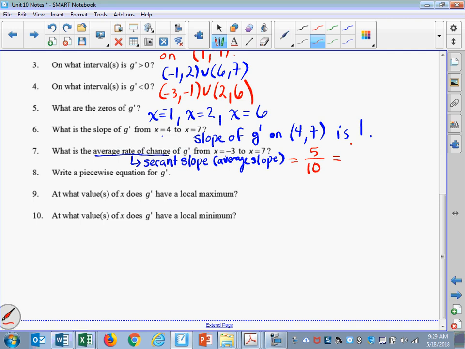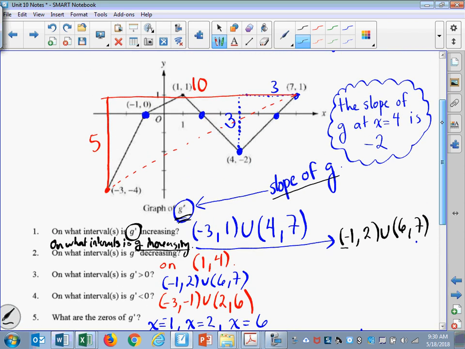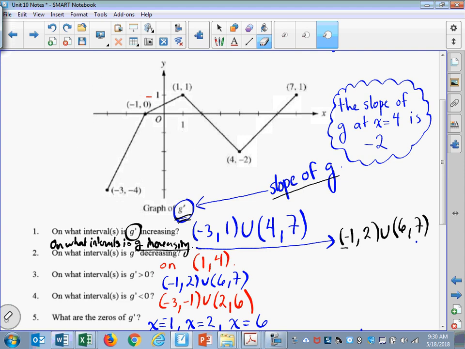Write a piecewise equation for g prime. That's kind of a difficult thing to do. So we want to write a piecewise function for g prime. Let me erase all of this so that we can see what we're talking about here. So let's write an equation for this line right here. Notice that the y-intercept up here would be 2. So this is (0, 2). If I were to extend that line, it looks like the slope is rise up 2 to the right 1.